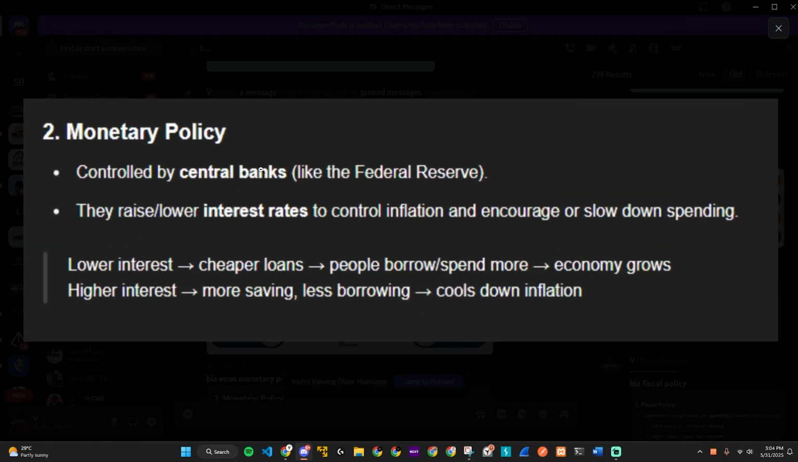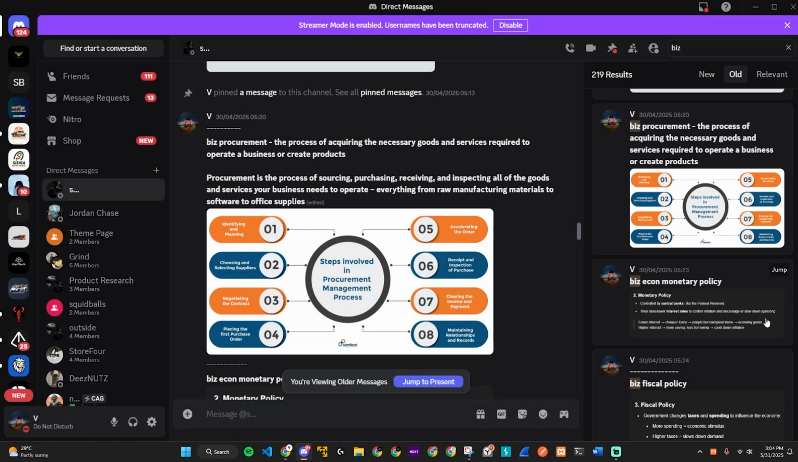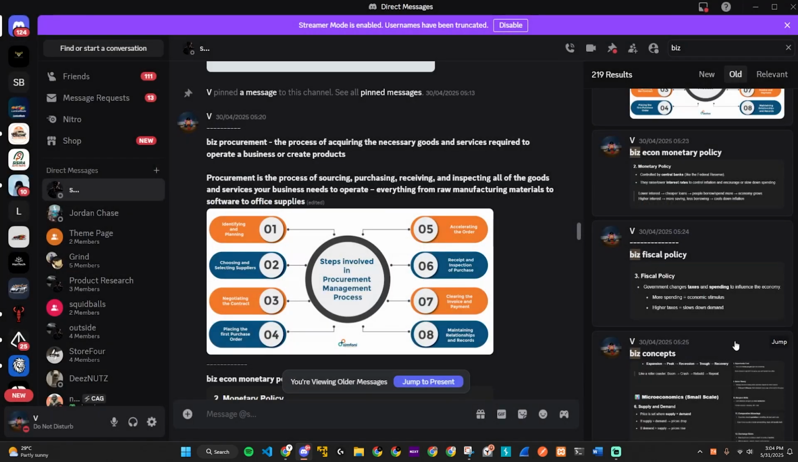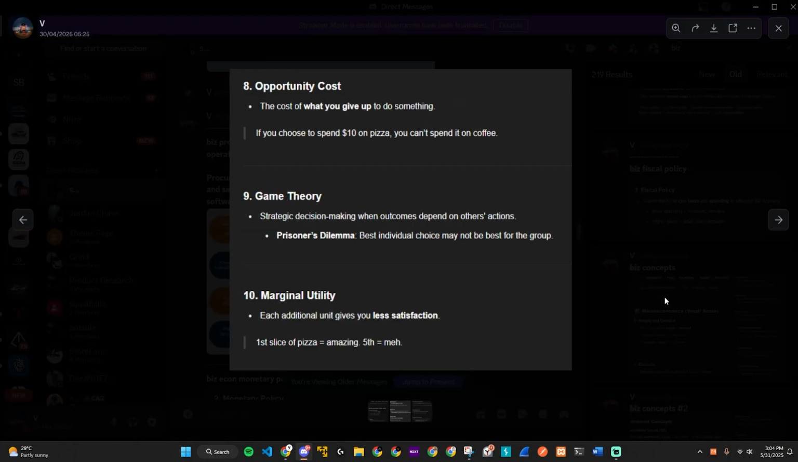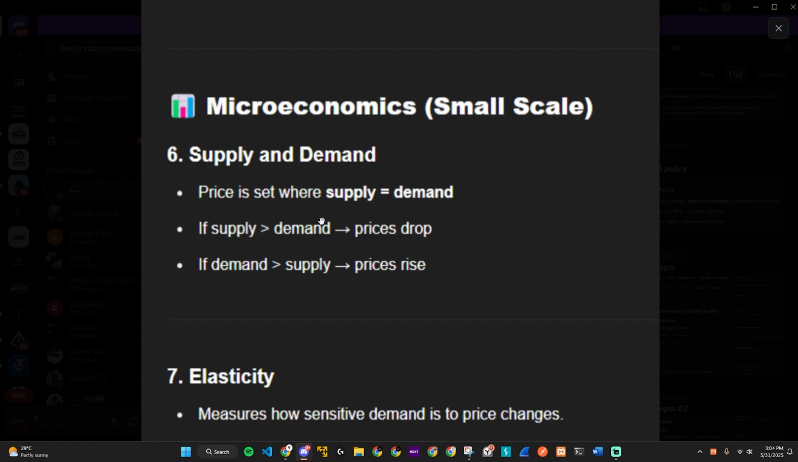So once again, this is fiscal, and this is all more fiscal. See, this is monetary, this is fiscal. This is mainly from governments, right? Fiscal is the government. The government is fiscal. Imagine like that, fiscal government. What a fiscal government, bro. Expansion, peak, recession, boom, crash, rebuild, go all the way to zero, and then repeat.